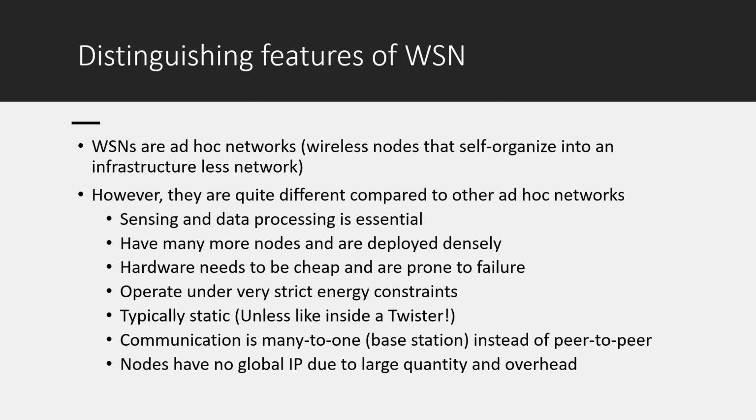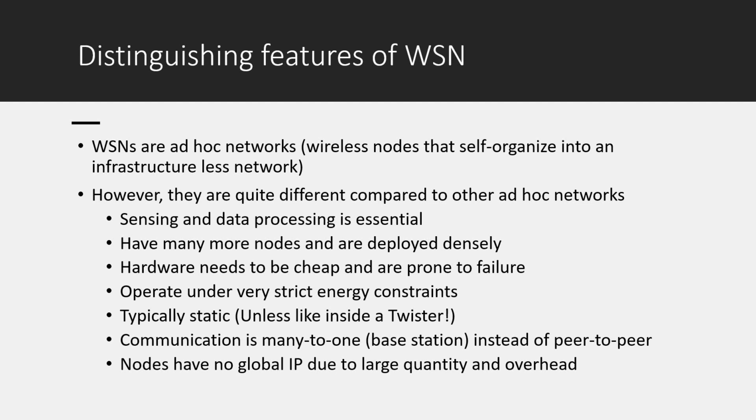So wireless sensor networks are ad hoc networks, obviously, because the wireless nodes are self-organizing, and also they do not have an infrastructure. That means they do not have a hierarchy. So there is no access point, or no node which has more power or more authority compared to the other nodes. All the nodes are equal. However, they are quite different compared to other ad hoc networks in the following ways.